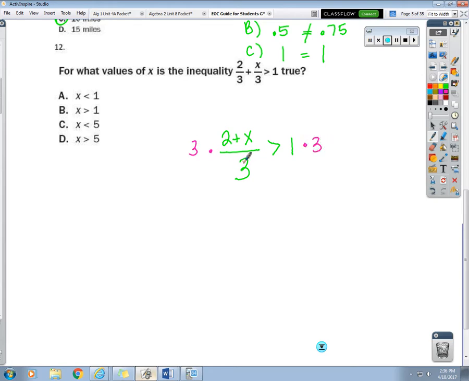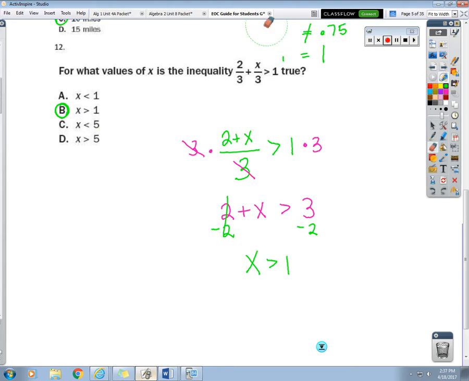And we do that because it's currently divided by 3, and so the inverse operation is to multiply by 3 to cancel those. Now on the left side, you're left with 2 plus x. On the right side, 1 times 3, which is 3. Now to solve for x, what do you do on both sides? Subtract 2. And so x is greater than 1, which is choice B.